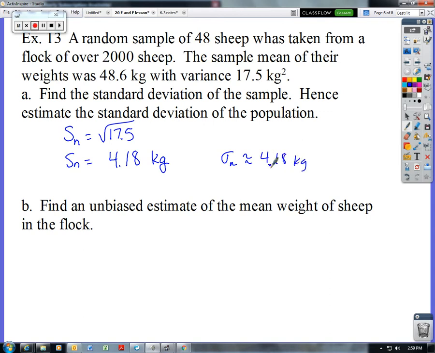Find an unbiased estimate of the mean weight of the sheep in the flock. So here they're talking about the whole flock, which is the population. The unbiased estimate is x bar, based on the sample. And I do believe we know that. It is 48.6 kilograms. So we don't have to do any math. We're just using the sample mean to estimate the actual population mean. So you could say mu is about 48.6 kilograms.